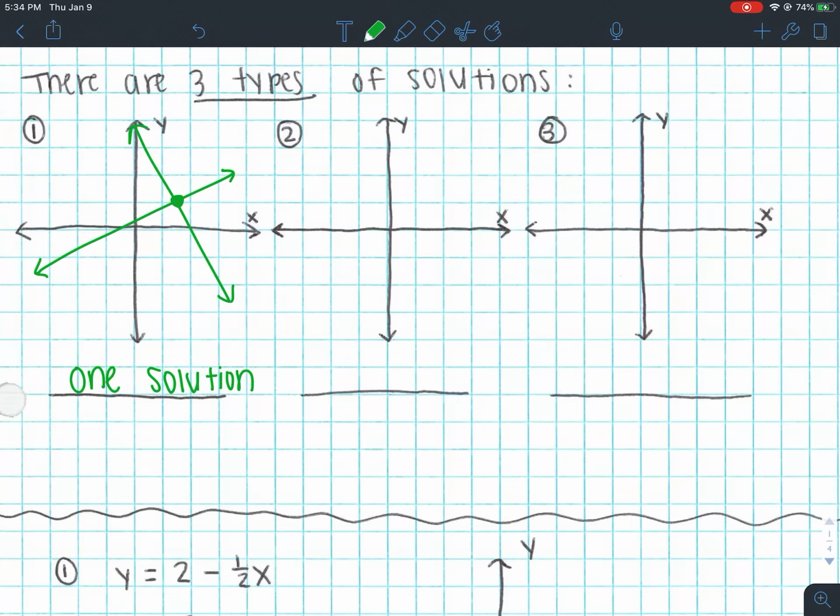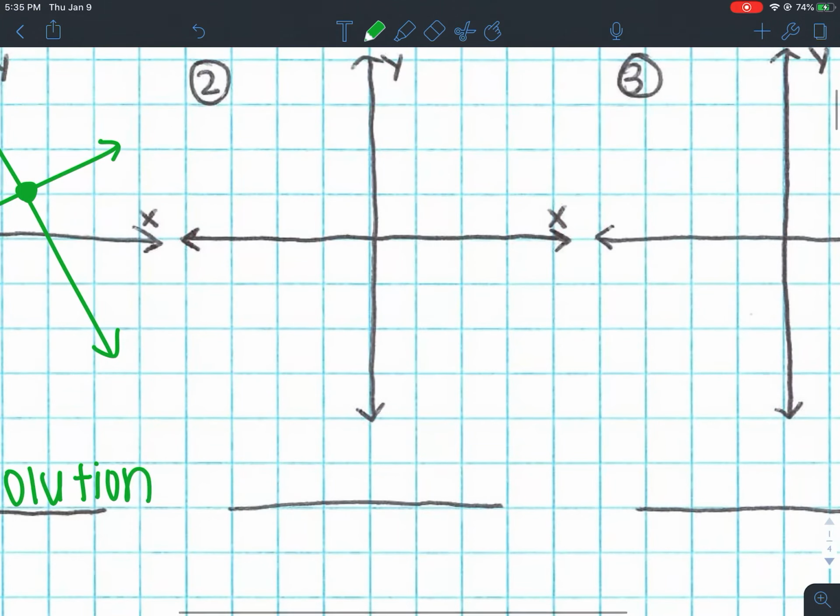Now I want you to think for a little bit, is it possible for me to have two completely straight lines and for them to only cross two times? So think about it. Could we have two solutions only? We can't, right? We can't actually have only two. So that's not possible.